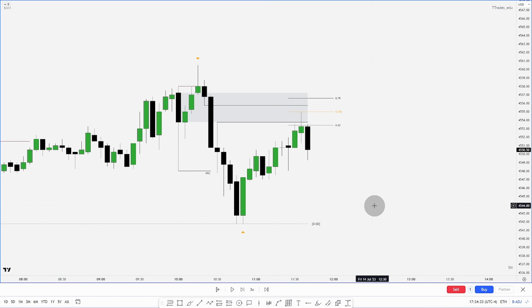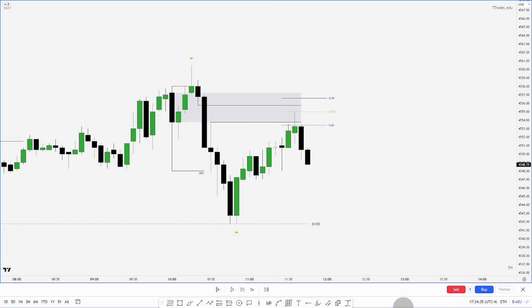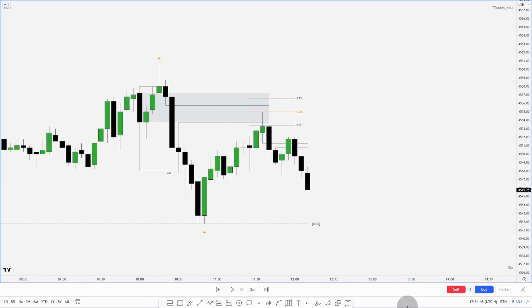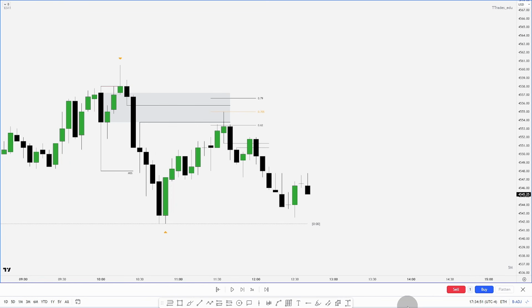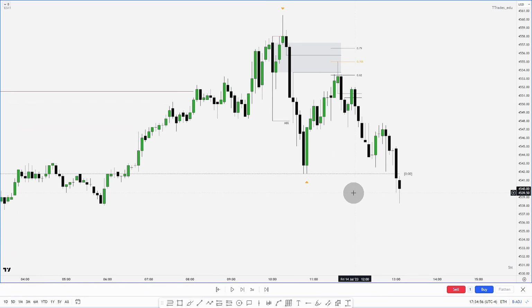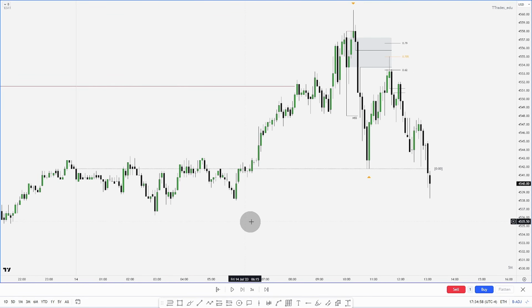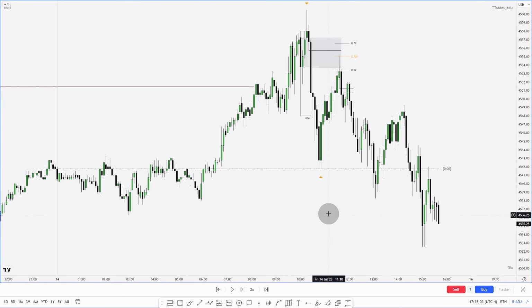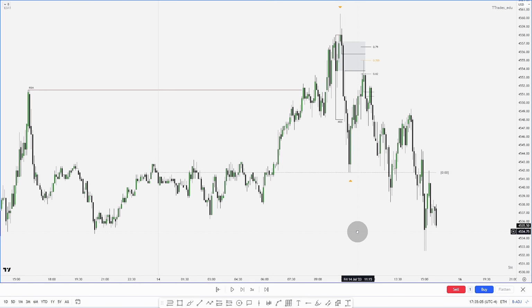and what do we get right after that? We get displacement out of it, and you can see how the bodies respect the breaker block and fair value gap. So now we have another fair value gap. Price comes up into that, sweeps the current low, and from here we'd want to see London lows taken. So let's let that play out. And there we go. We get a move below our overnight lows.